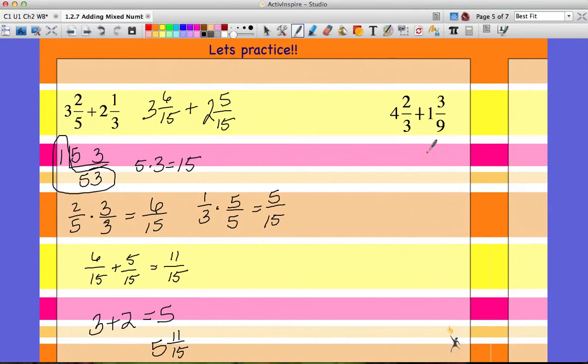So now what I'd like you to do, I'd like you to try this problem on your own. When you're done, come back and we'll go over your answer.